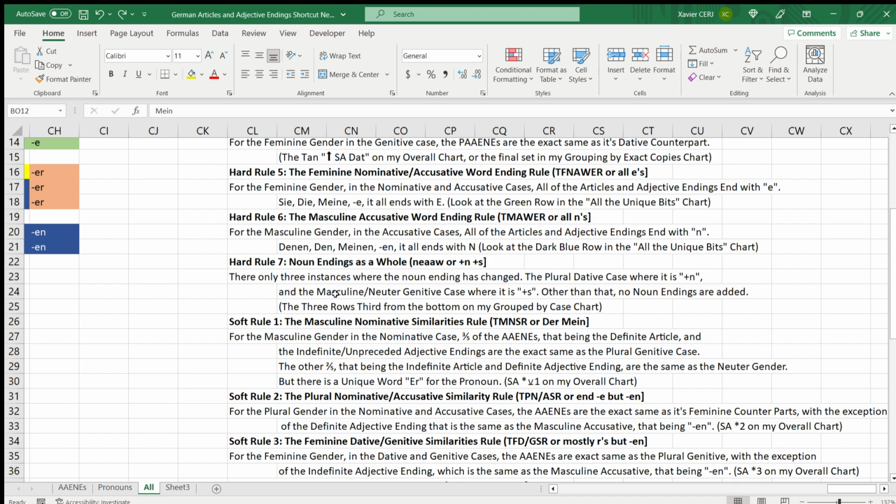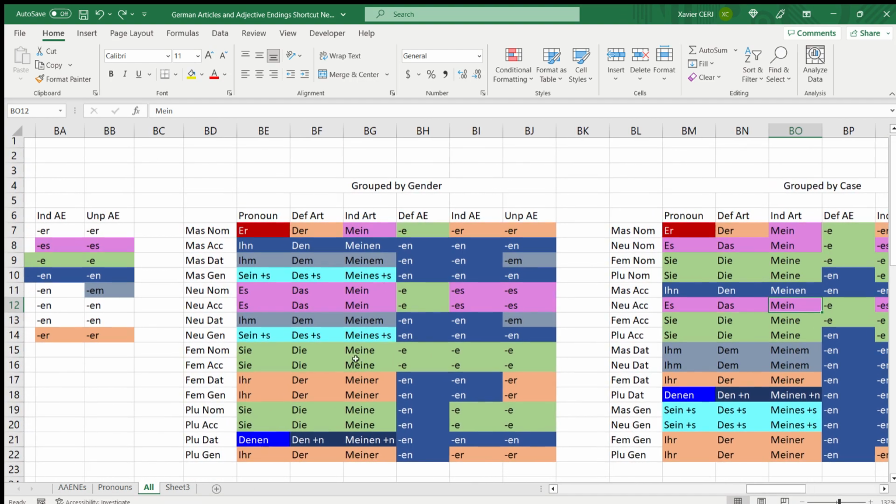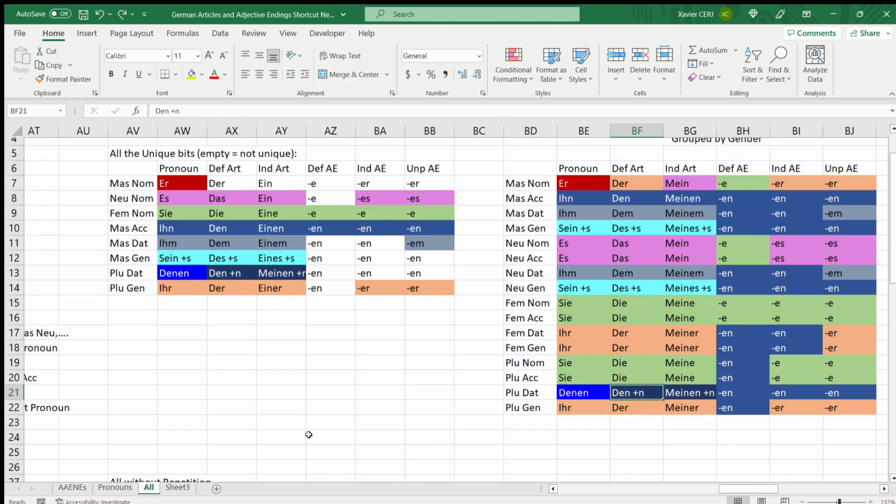Noun endings as a whole. There are only 3 instances where you actually have a change in noun endings, and I made a comment about that as well. Right here we have a noun ending, right here we have a noun ending, and right here we have a noun ending. So for the most part, the noun endings only change in 3 different scenarios.